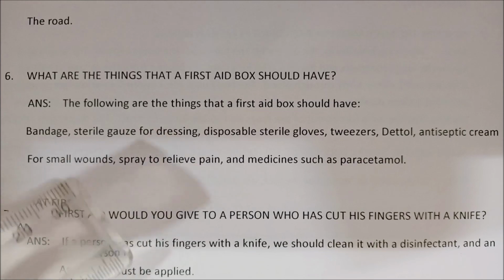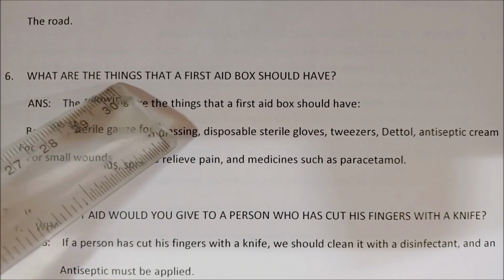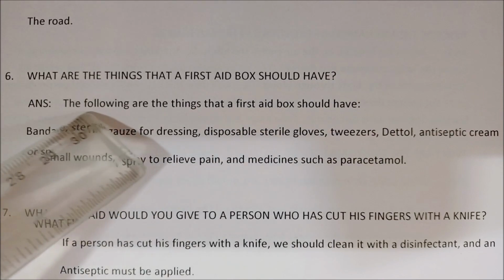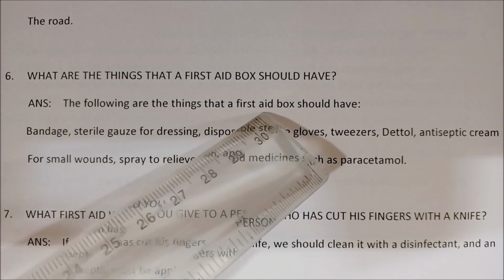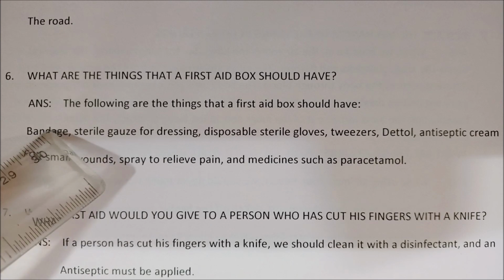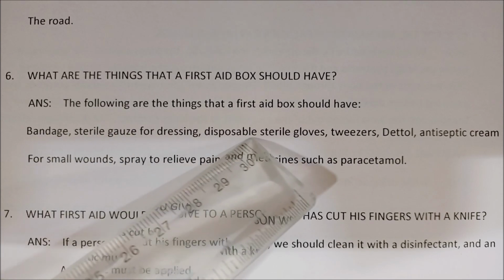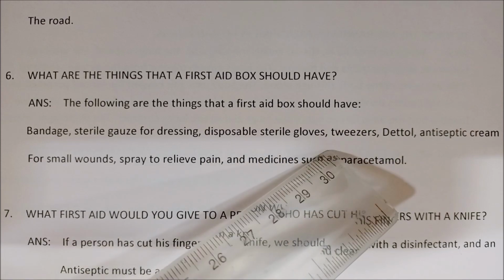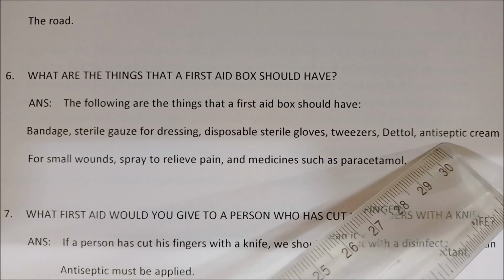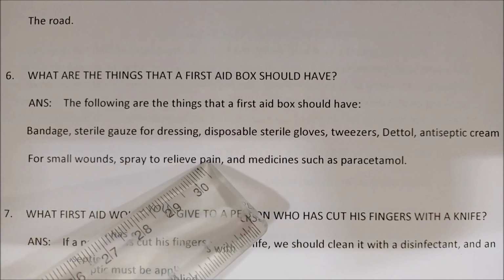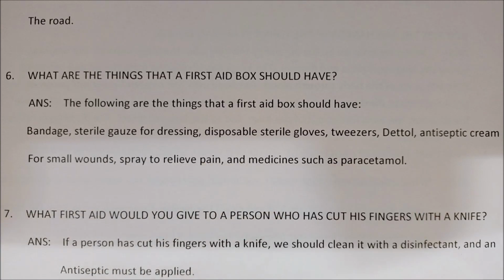Your next question, question number 6. What are the things that a first aid box should have? Answer: the following are the things that a first aid box should have. Bandage, sterile gloves for dressing, disposable sterile gloves, tweezers, Dettol, antiseptic cream for small wounds, spray to relieve pain, and medicines such as paracetamol. So these are the things which have to be kept in a first aid box.